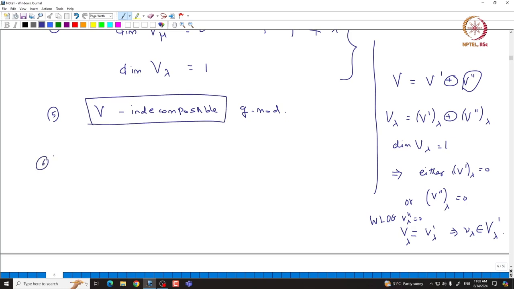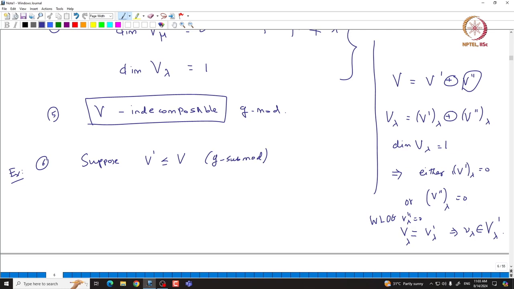Now it is a standard fact, because the Cartan elements all commute and V is an H weight module. If you take any other submodule of V, suppose V dash is a G submodule of V, then we can talk about the action of H restricted to V dash.